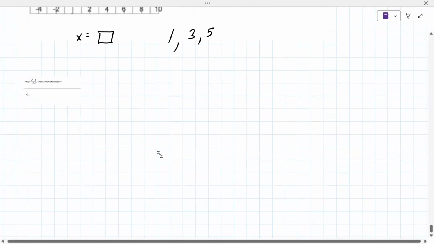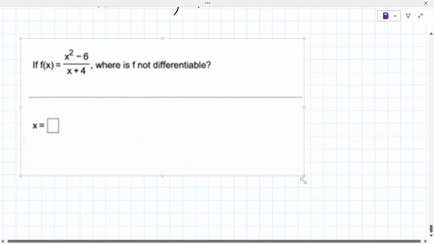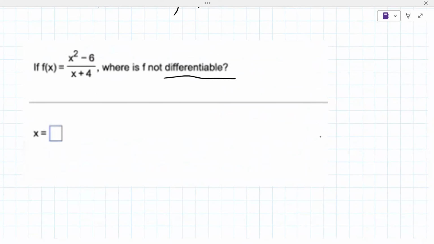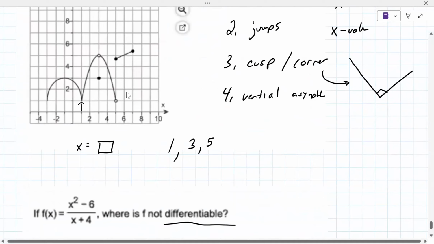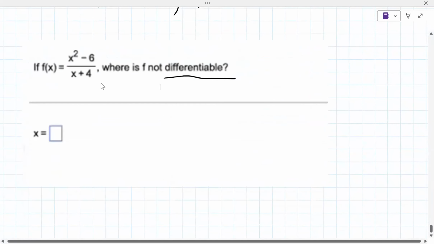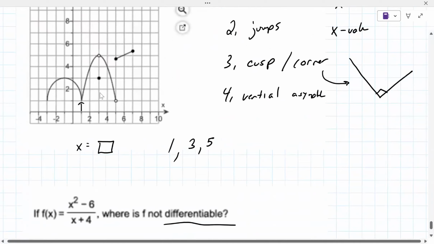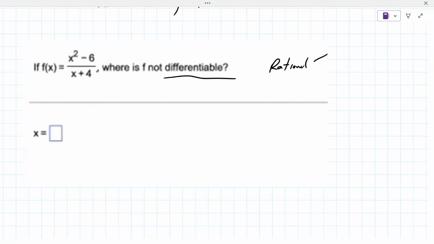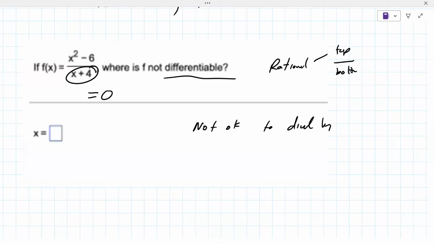Next one here. All right. So it's the same thing as the previous one, except you don't have the graph. This is not a real function. This is a mixture of functions that they made up. So when you get something like this, which is a rational, it's got a top and a bottom, you only care about where the bottom is equal to 0 because it's not okay to divide by 0. So you basically just need to figure out where the bottom is equal to 0.